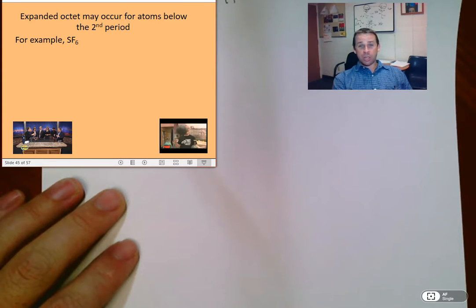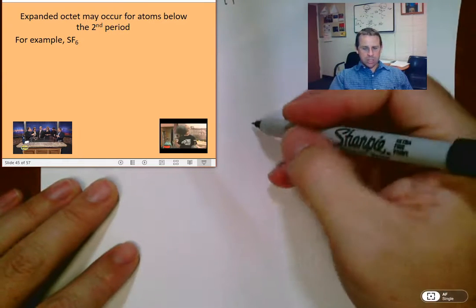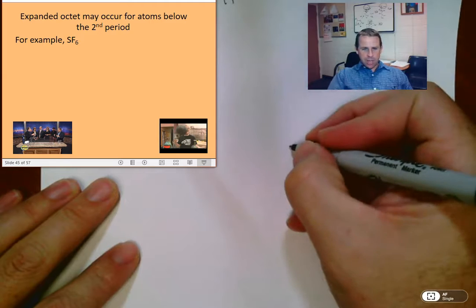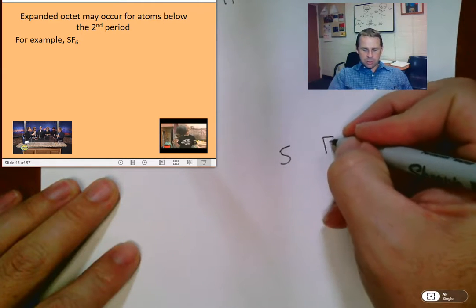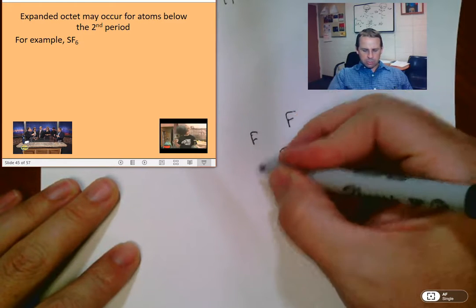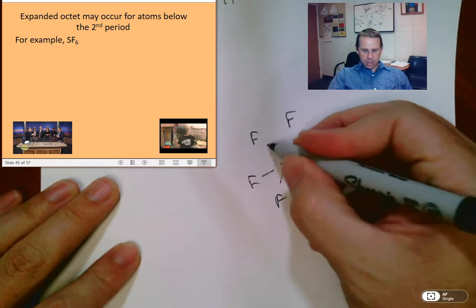But we can know the shape of the compound now because we're good at drawing electron dot structures, Lewis dot structures. So, again, we identify the central atom, which in this case is going to be sulfur. And then the first thing is to distribute the number of fluorines, six of them: 1, 2, 3, 4, 5, 6, around about. And then we add bonds like that.